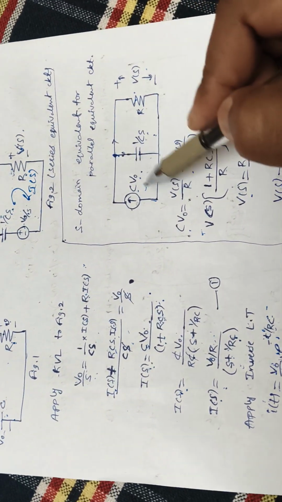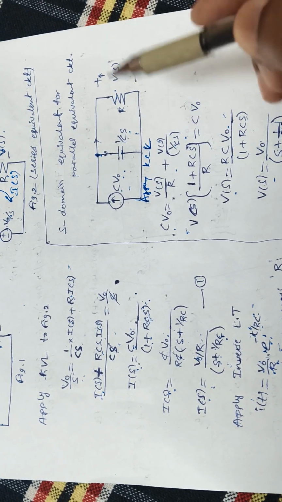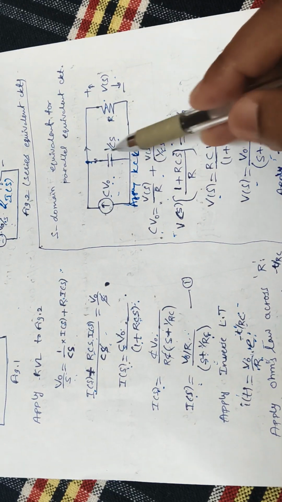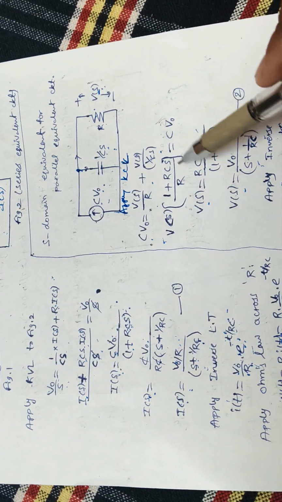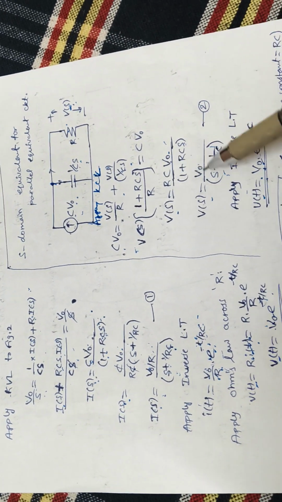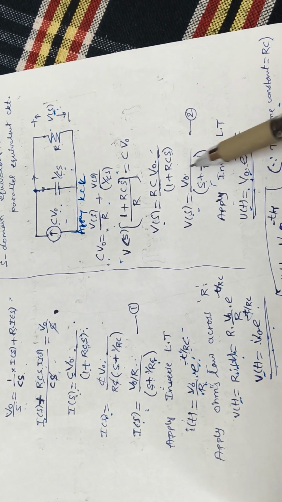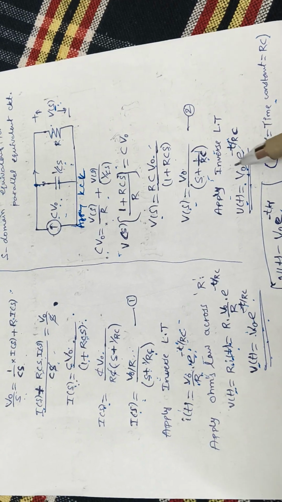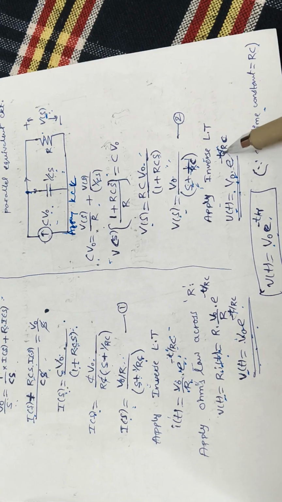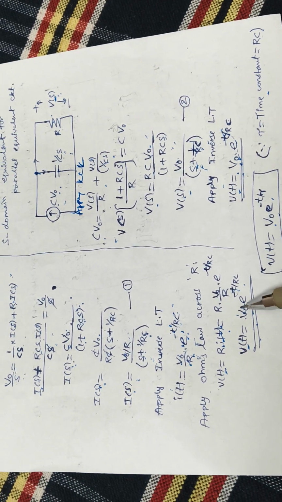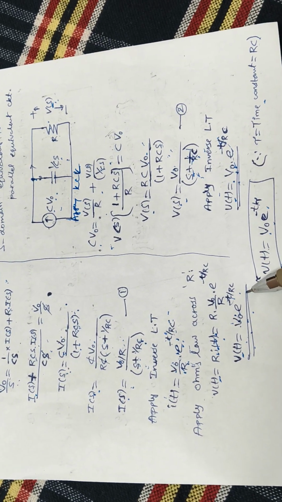Now apply KCL. When you apply KCL, C V0 is equal to 1 by Cs into V of s plus 1 by R into V of s. If I simplify this, I get V of s equal to V0 by s plus 1 by RC. If I apply the inverse Laplace transform to this, V0 is constant as it is, and 1 by s plus a gives e power minus at, that is, e power minus 1 by RC into t. It is similar to the series representation. You get v of t equal to V0 into e power minus t by RC in both the series and parallel representations.